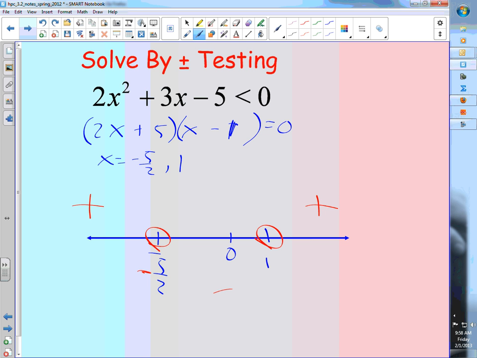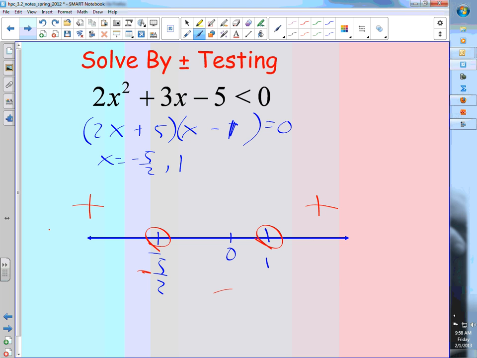The 1? You mean this negative sign? Just pick any number between negative, because you're testing an interval. So we have this interval, we have this interval, and this interval. You're picking any number you want that's in the interval. Pick negative 1,000,000 if you want. Pick anything between these two.